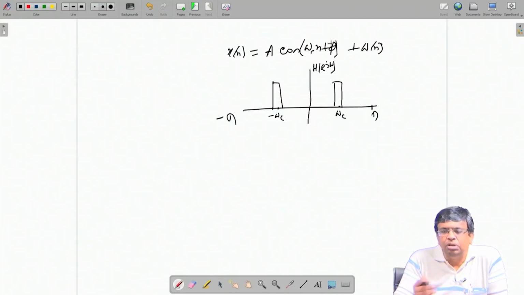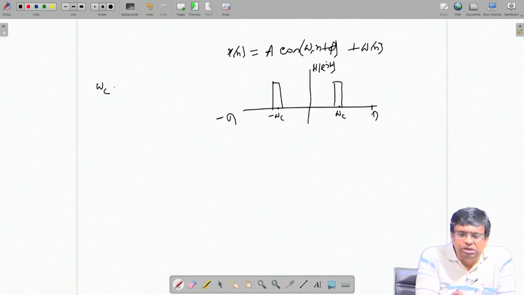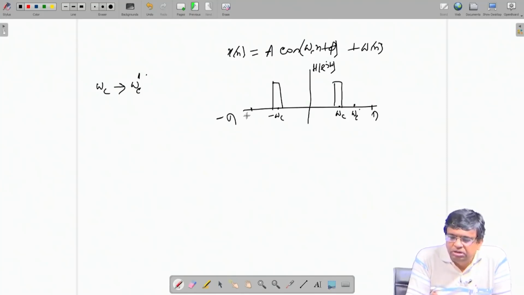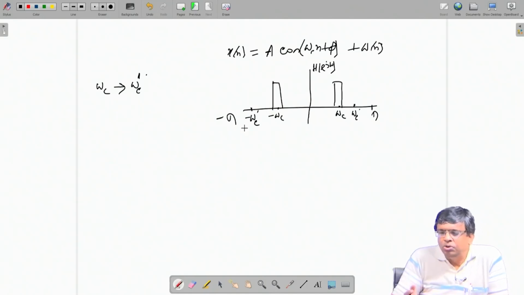But now, after some time, suppose the frequency of the input changes, omega c changes to a new frequency omega c prime. But you have not designed a band pass filter with omega c prime as the pass band frequency. So, the band pass filter which you designed and constructed will remove the signal also, because omega c prime is outside this band. But can I make it adaptive?